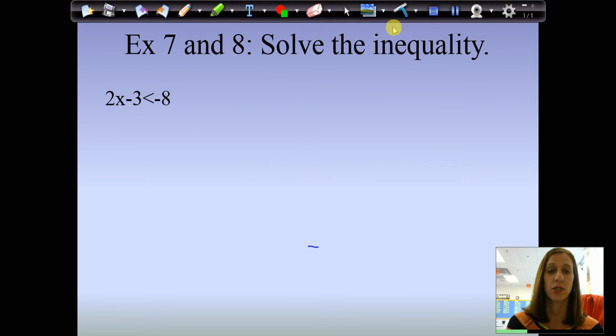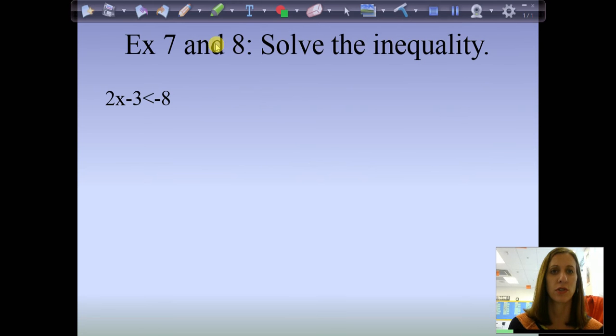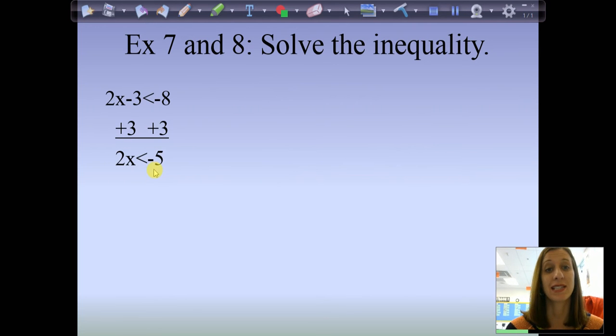Okay, so I'm going to give you two inequalities. We're going to solve two inequalities on this slide. The first one is 2x minus 3 is less than negative 8. To solve this, we should first add 3 to both sides. When we do that, we're going to get 2x is less than negative 5. Negative 8 plus 3 is negative 5. And now I'm going to finally divide by negative 2. So this time, if you look at my signs, I am not changing the direction of my sign. The number I divided by was a negative 2, and so I leave the inequality symbol alone.